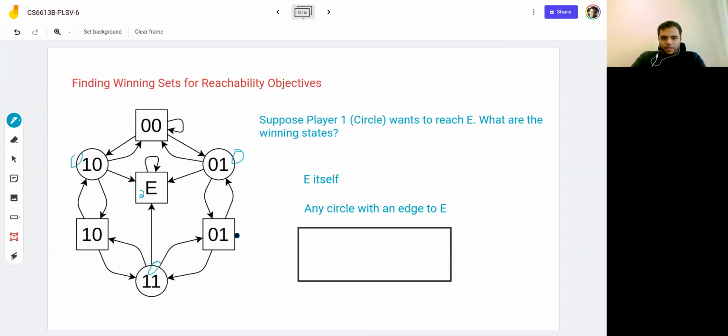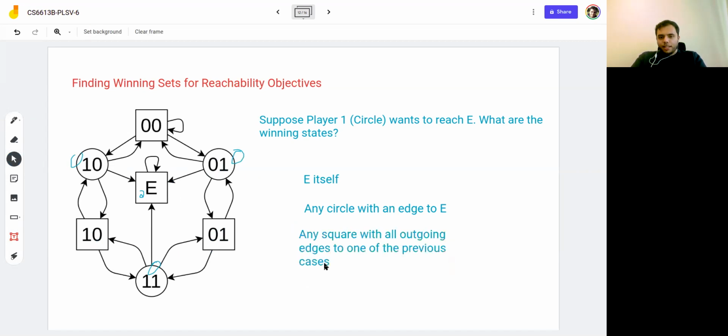But if the game starts anywhere else, for example, if it starts here or here, then player two has no choice but to go to one of these states. And then from there, we know that player one wins. So basically, any square with all outgoing edges to one of these previous cases where we know player one wins, these are also states where player one wins. So for example, starting here, player two plays first because this is a square, but it has to go either up or down. And no matter where it goes, we already know that the other player has a winning strategy from there. So these are all in the winning set of player one. But crucially, this last vertex is not in the winning set. Because starting from here, player two can just take this self loop and stay in this vertex forever and make sure that we will never reach E.